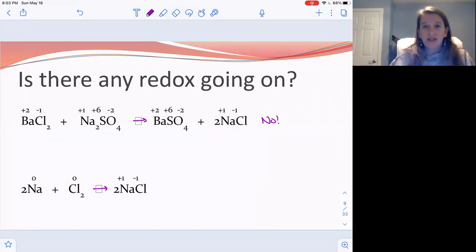But on the bottom example here, you can see that sodium and chlorine both have an oxidation number of 0 on the left side. And because they form sodium chloride, they have charges on the product side. So there was a transfer of electrons. So there is oxidation reduction happening in the second example.